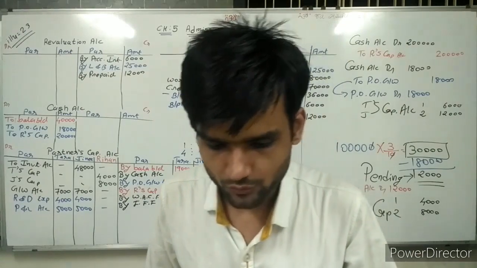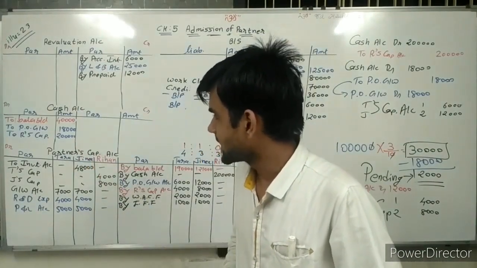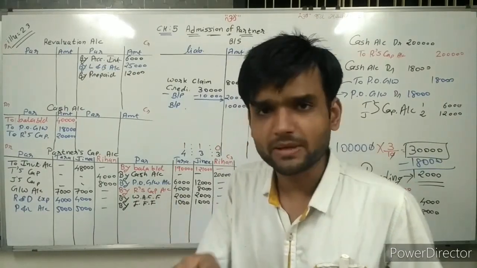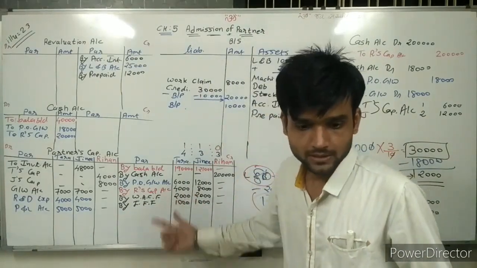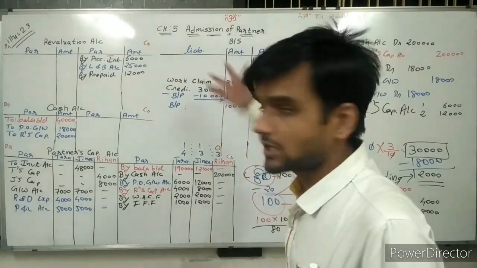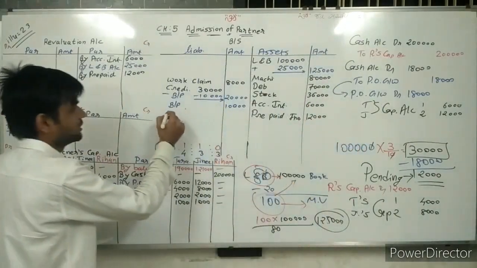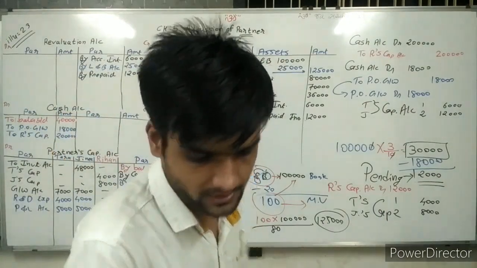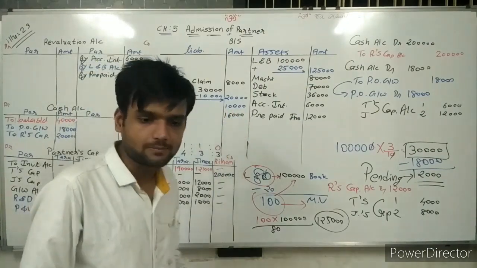Next, workmen compensation reserve. That is already done. The remaining amount is distributed among the partners, because compensation is paid and 4,000 we have distributed among the partners. Here, credit side. Investment fluctuation fund 4,000, so investment is also calculated. Provident fund is a liability, so write it as it is. It cannot be distributed among the partners. 16,000 rupees.